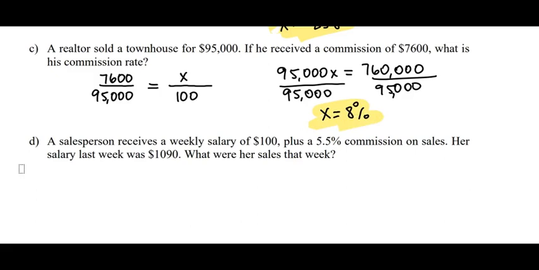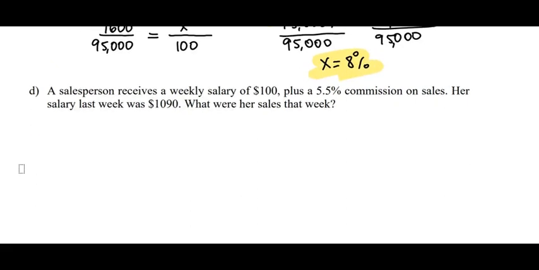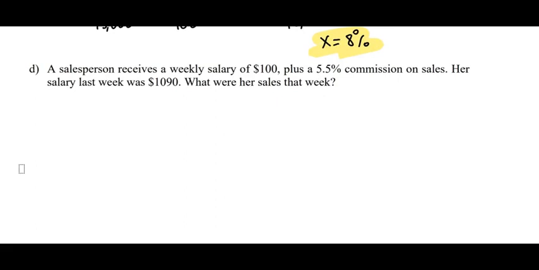Okay. Last but not least, in this set of problems: a salesperson receives a weekly salary of $100 plus 5.5% commission on sales. Her salary last week was $1,090. What were her sales that week? Okay, so she's guaranteed $100 and then the 5.5% commission on sales. So in this $1,090, we have the $100 that she receives no matter what. So we have to take that out first.